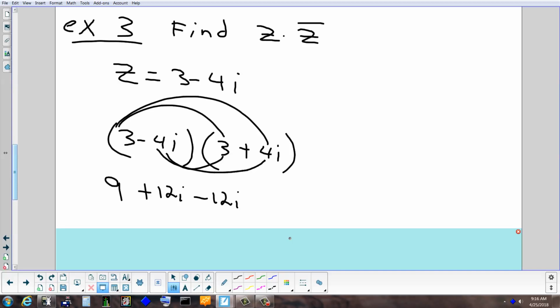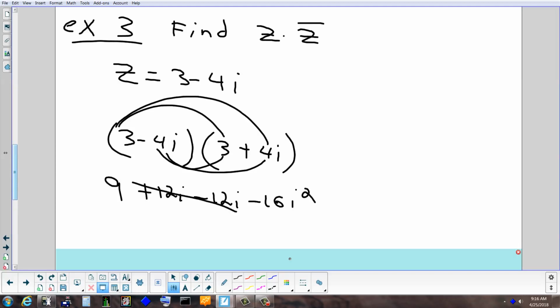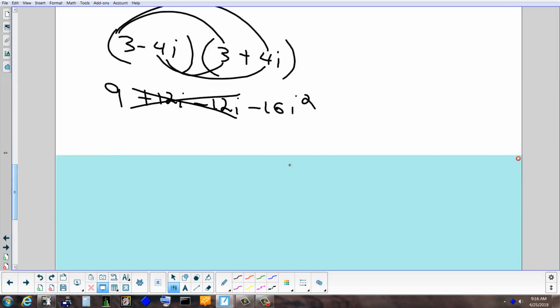Negative 16i squared. Yep. So we got negative 4 times positive 4. That's your negative 16i squared. Now, positive 12i minus 12i. It's gone. Okay. We're left with 9 minus 16 times an i squared.